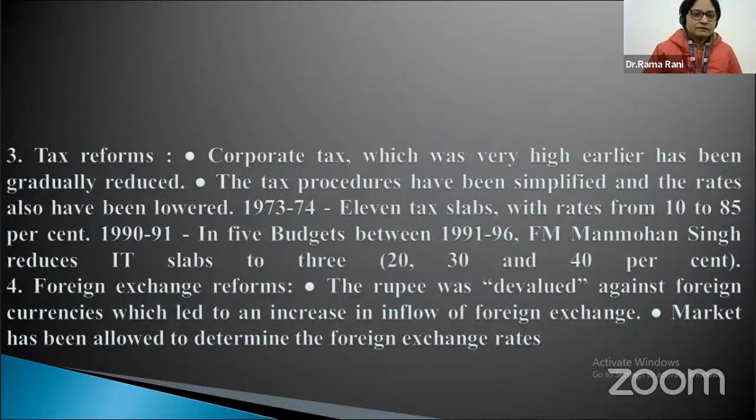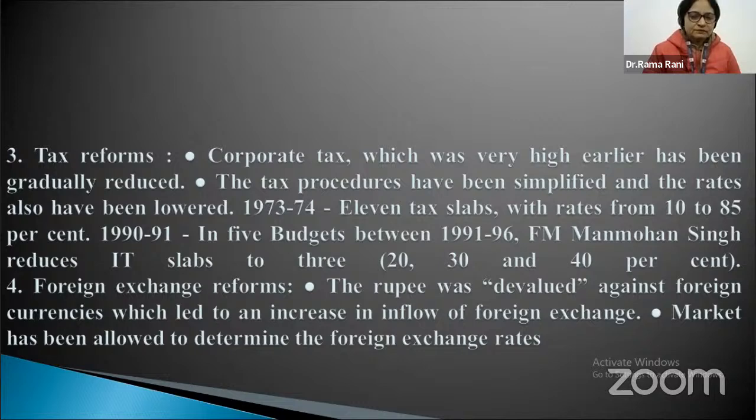Tax reforms. Corporate tax, which was very high earlier, has been gradually reduced, and the tax procedures have been simplified, and the rates also have been lowered. In 1973-74, there were 11 tax slabs with rates from 10 to 85%, and in 1990-91, in five budgets between 1991-96, PM Manmohan Singh reduced income tax slabs to 3: 20, 30, and 40%.